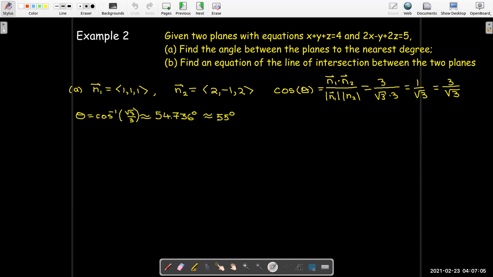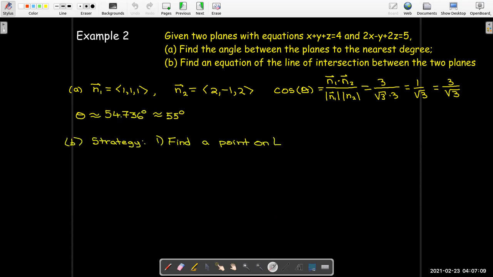To find the equation of the line of intersection, there's more than one way of doing this, but we'd like to use vectors because that's what we're learning about. So let's see if we can find a strategy which makes use of vectors. Well, before I can think about vectors, so I'm thinking about how can I find the direction vector, I do know that I need a point on the line. And so I'll have to find that point on the line.